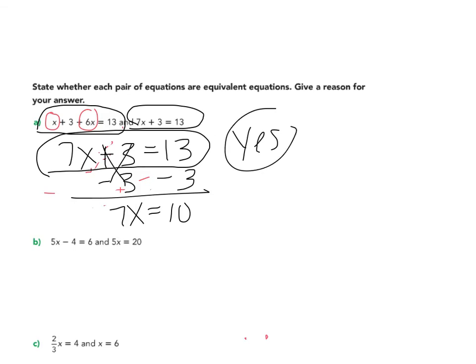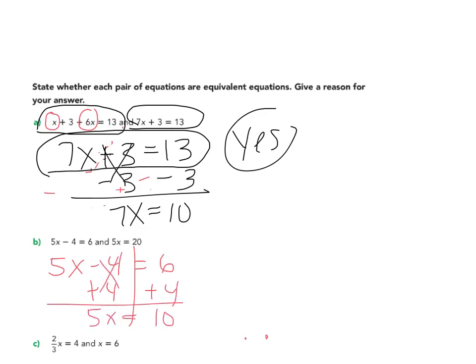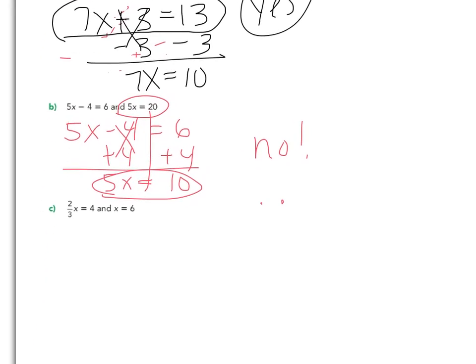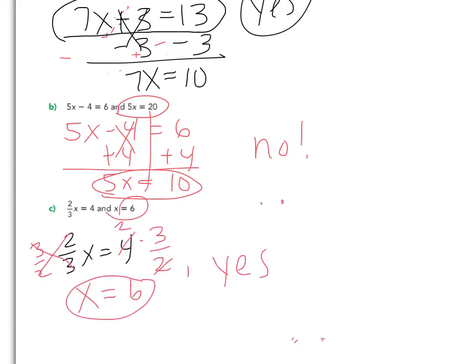Okay, so then over here we have 5x minus 4 equals 6. Okay, so we're going to add 4 to both sides, and we're going to get 5x equals 10. 5x equals 10 is not equal to 5x equals 20, so in that case your answer would be no. Okay, so you go ahead and try letter C on your own. I'm going to stop it, let you try it, and then we'll go over it together.